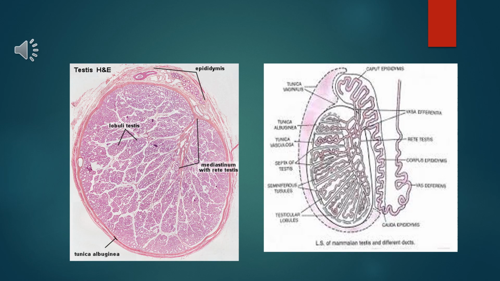In this slide, you can see the panoramic view of the testis, which shows the mediastinum with the rete testis and septa dividing the substance or the parenchyma of the testis into many lobules. You can see the lobules, and each lobule contains seminiferous tubules.